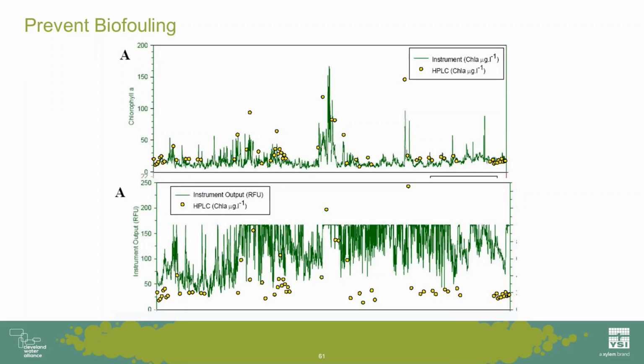So I'm showing you here data that is 10 years old, but the principle it demonstrates still holds. The top panel shows the chlorophyll A readings from one of our old 6 series sondes, which had a mechanical wiper on the individual sensor. The yellow dots are chlorophyll A extractions of samples collected at the same site, which is something we're going to talk about again in a few minutes.